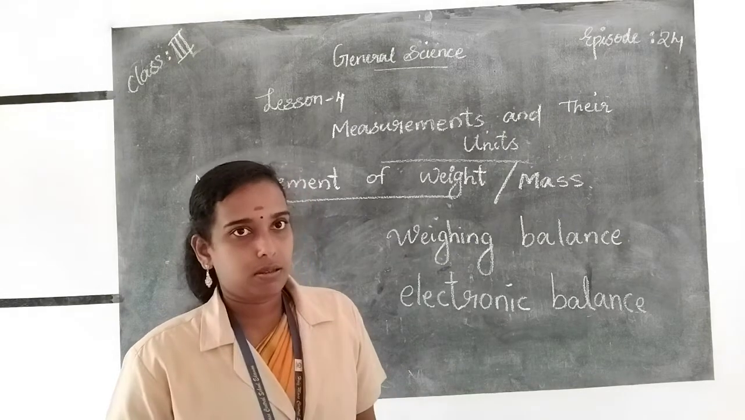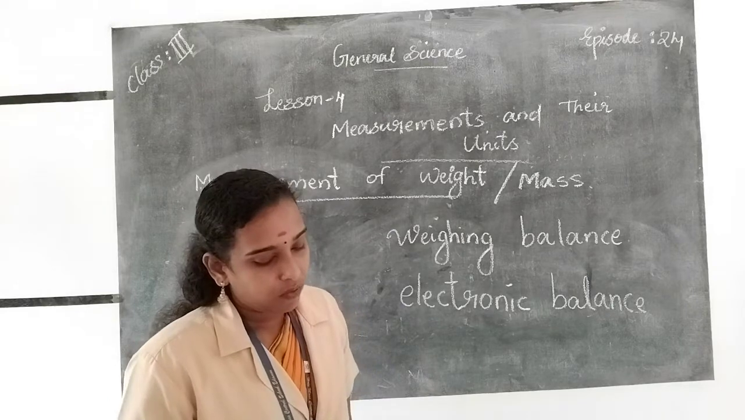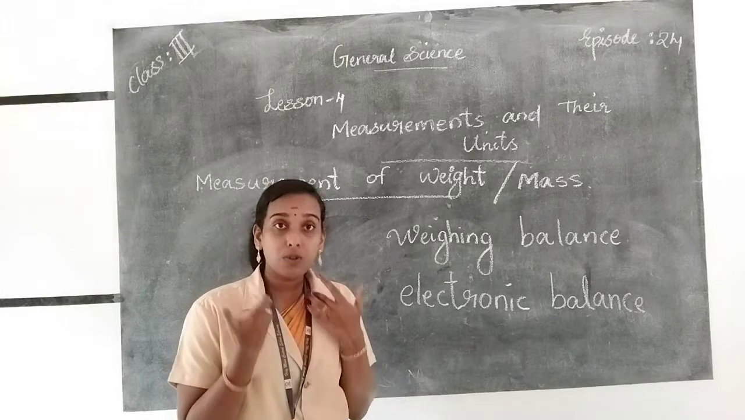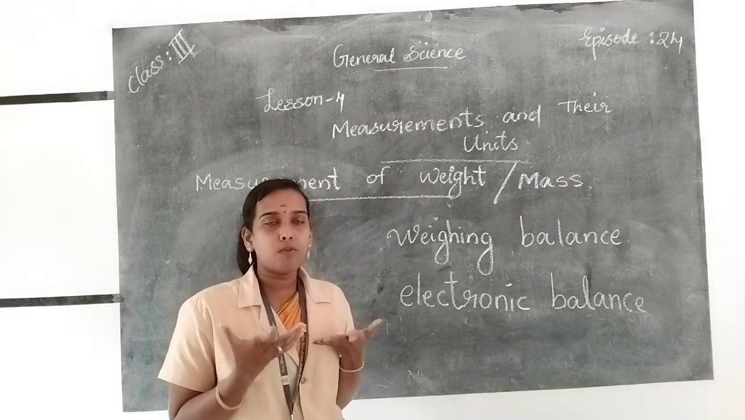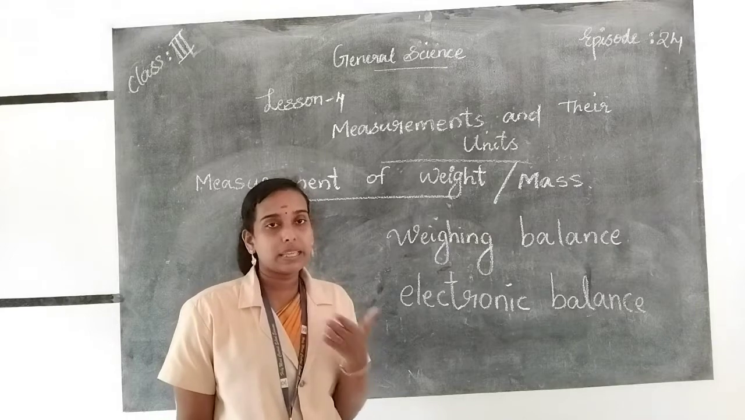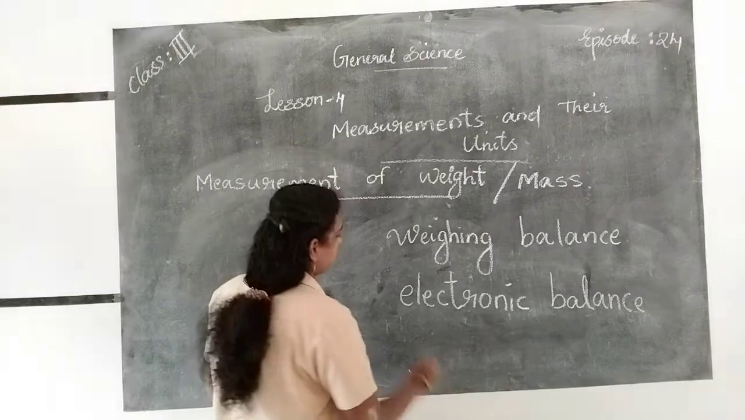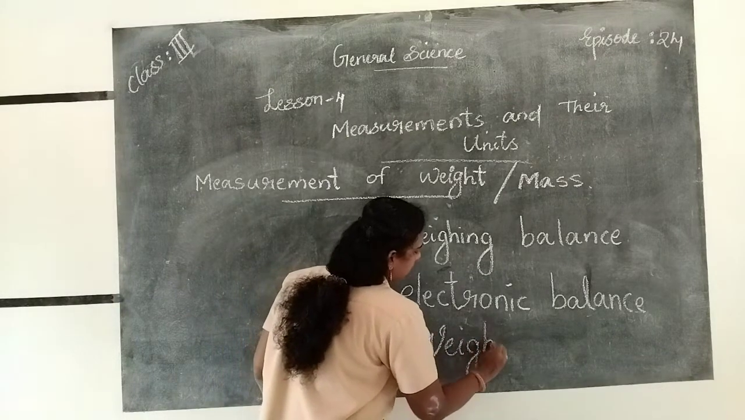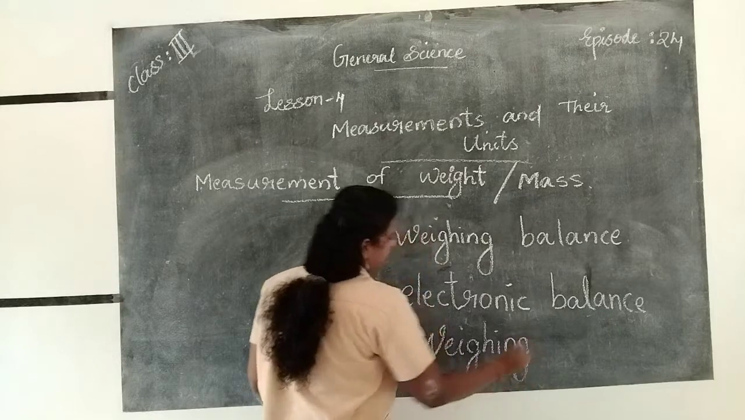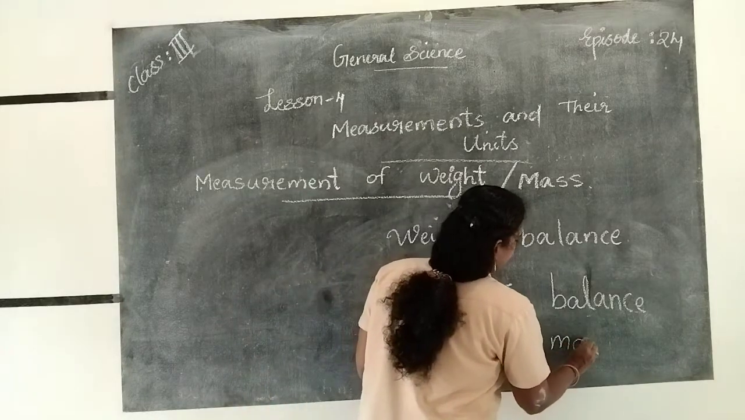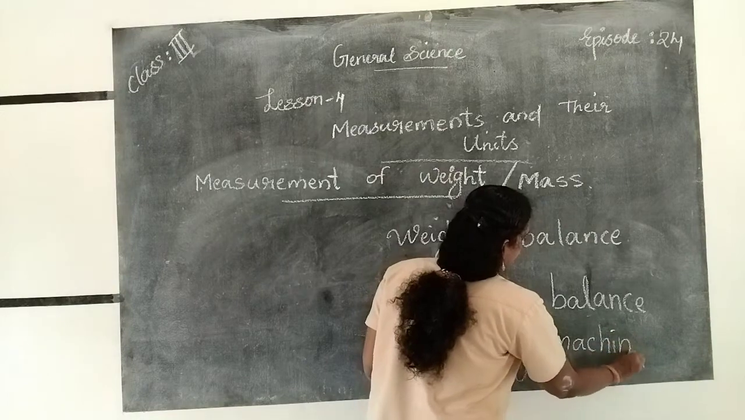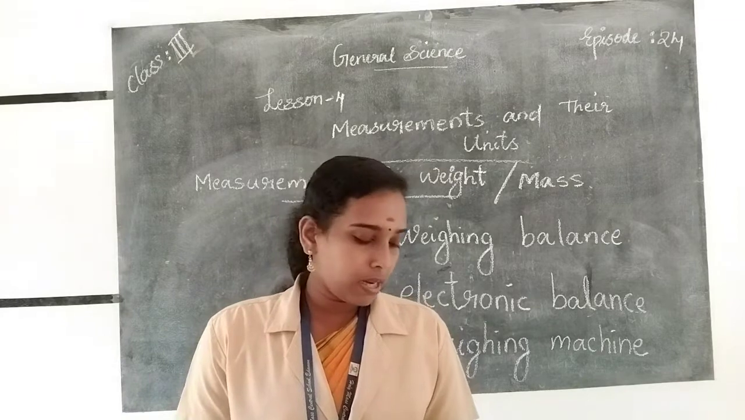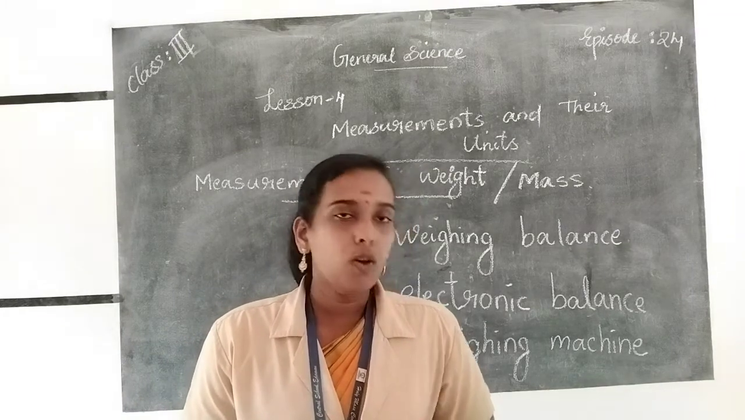Then, like gold ornaments. Then we use a weighing machine or weighing balance to measure the mass of our body. We measure the weight of our body by using a weighing machine. Weighing machine, M-A-C-H-I-N-E. So these are the three main instruments that we use to measure the weight or mass of articles.